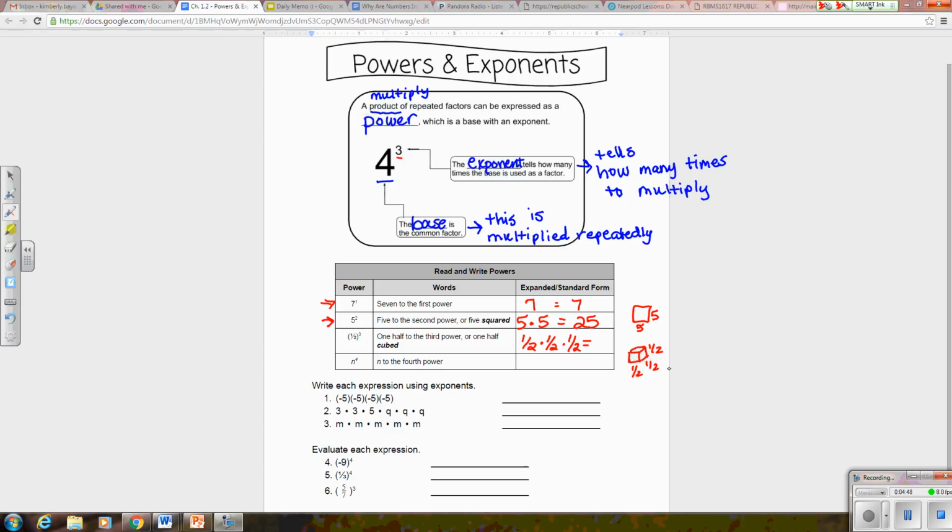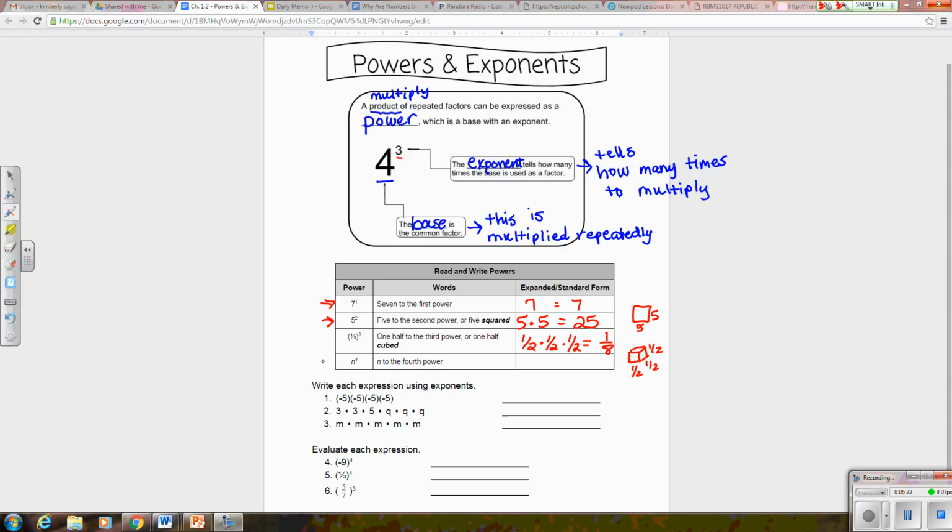To remind us how to multiply fractions, if it's 1/2 cubed, it's 1/2 times 1/2 times 1/2. Multiplying fractions is the easiest one of all. We multiply straight across. 1 times 1 times 1 is just 1. 2 times 2 is 4, and then 4 times 2 is 8. So 1/2 cubed equals 1/8. So here's our exponent form, our expanded form, and then our standard form.